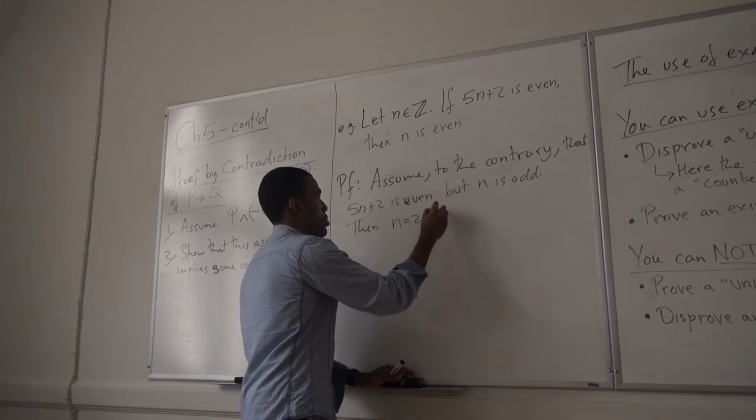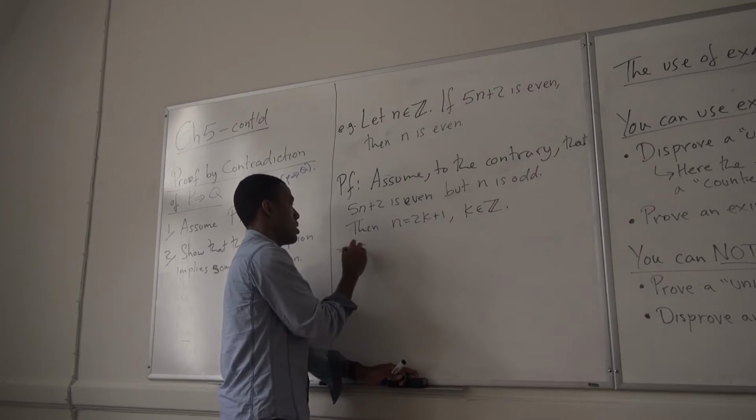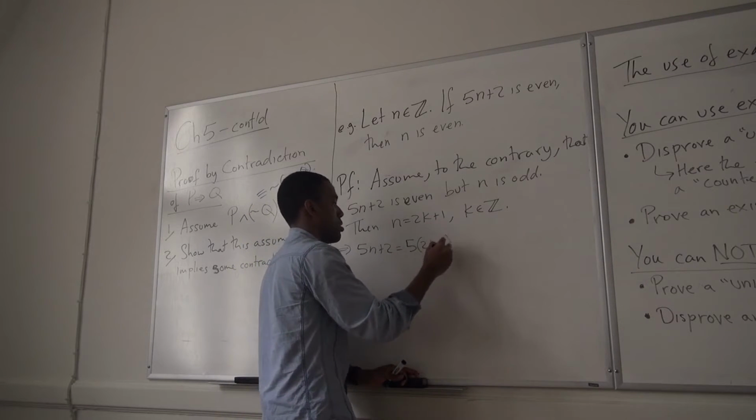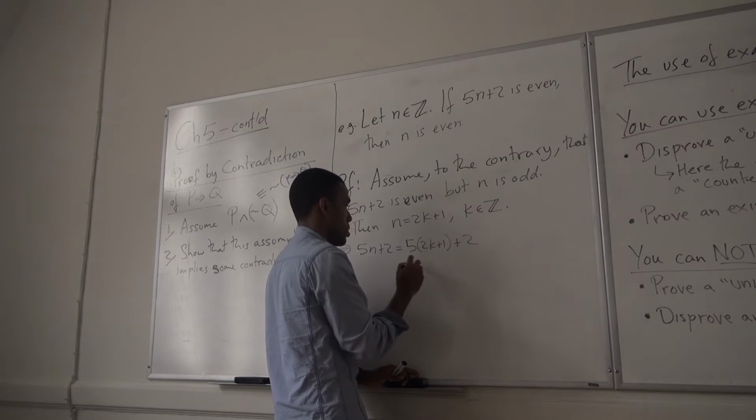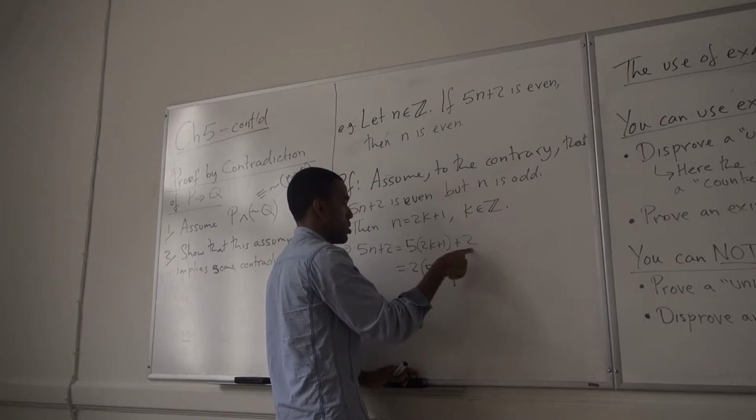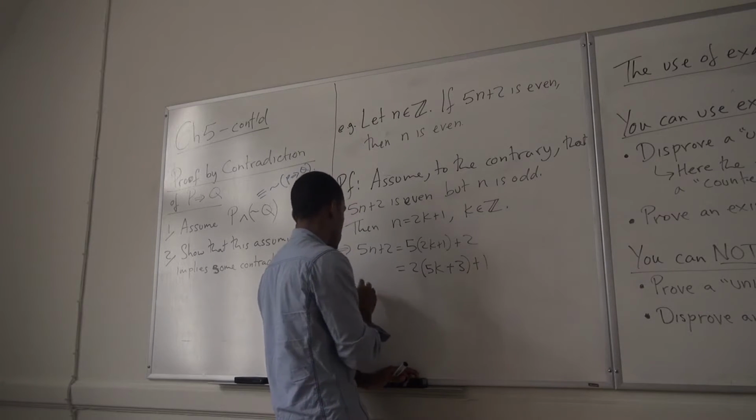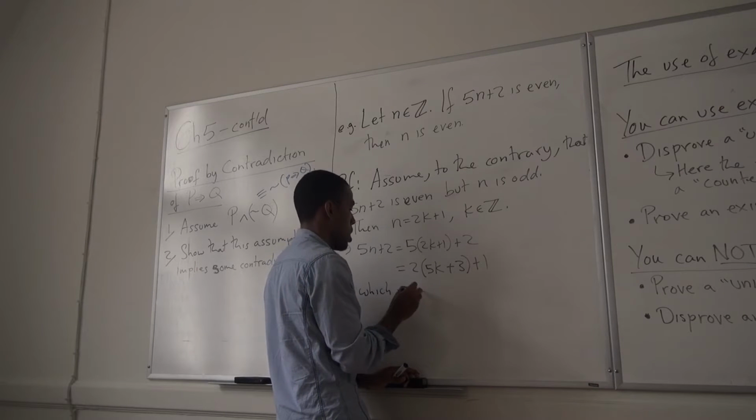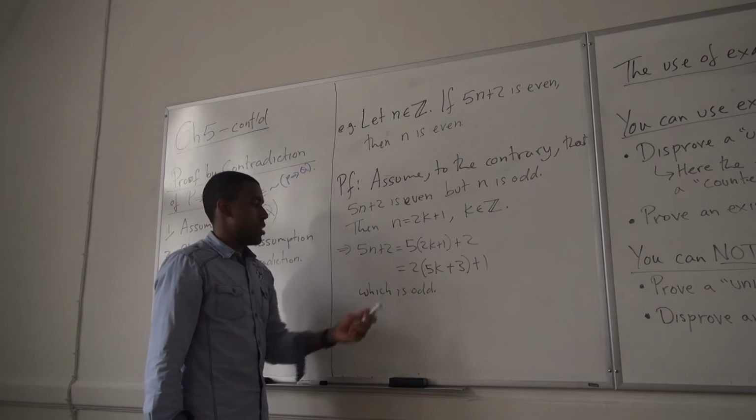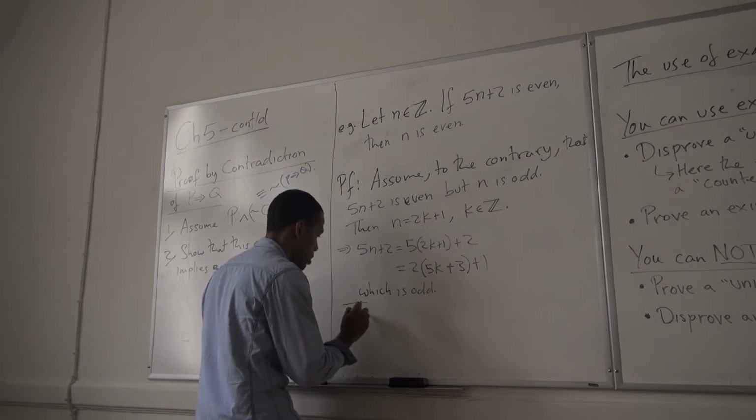N is 2k plus 1, which means that 5n plus 2 is going to be 5 times (2k plus 1) plus 2, which is 2 times 5k plus 5 plus 2, which is 7, which is odd. And then you're like, oh, but we assumed this was even, and now we get that it's odd, right? This contradicts our original assumption.